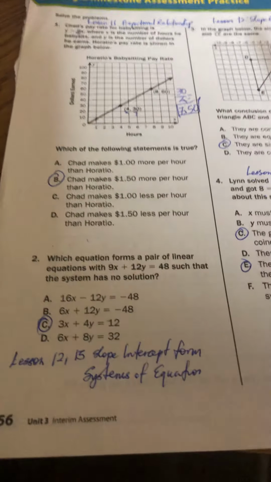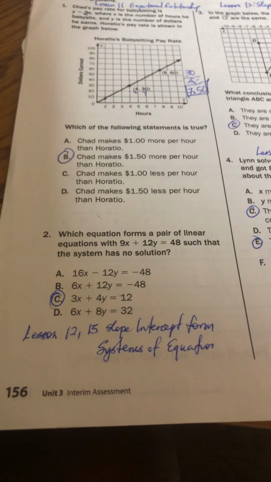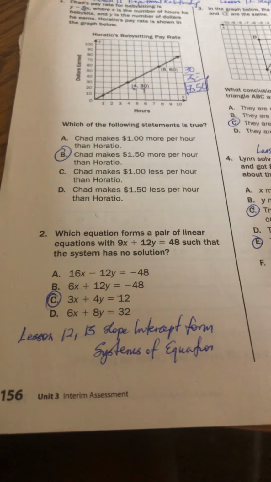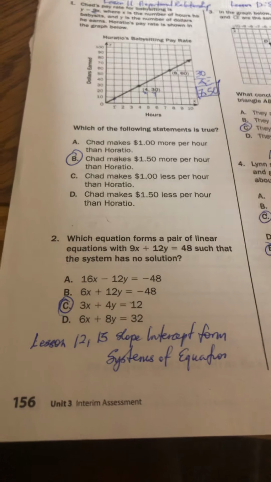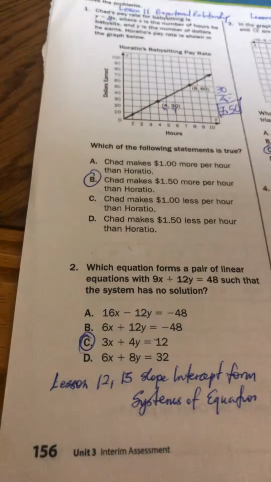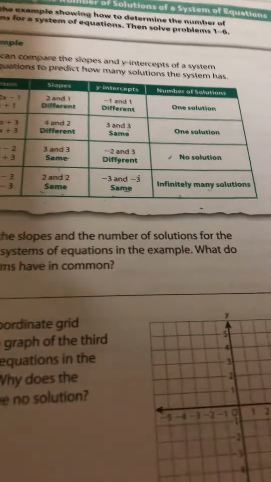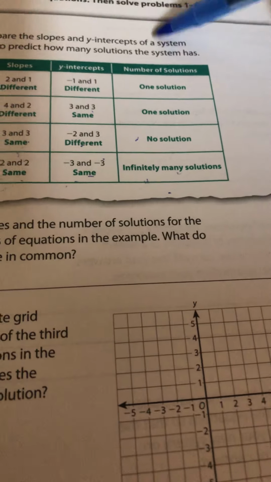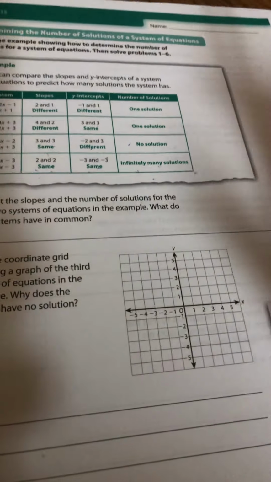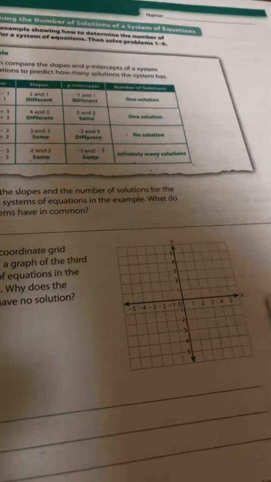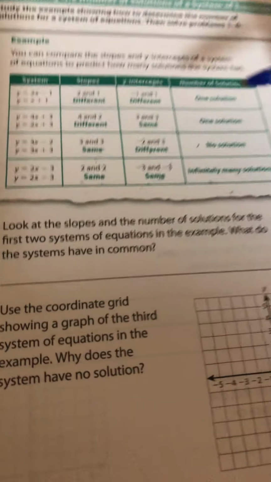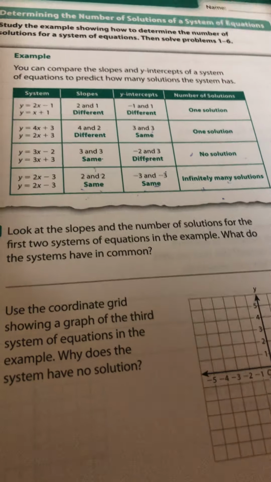Okay. Question 2 says, which equation forms a pair of linear equations with 9x plus 12y equals 48, such that the system has no solution? Now, there are 3 types of solutions. I don't know if you guys remember this. We have one solution, no solution, and infinitely many solutions. And this is what is required for them to be one solution, no solution, or infinitely many solutions.